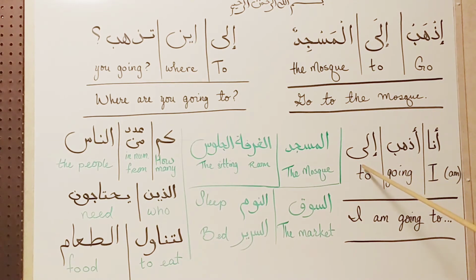أنا أذهب إلى الغرفة. This word right here, غرفة, ألف لام غين راء فا ها تا مربوط, is الغرفة. It means room. أنا أذهب إلى غرفة النوم. أنا أذهب إلى غرفة السرير. I am going to the room of sleep, or I am going to the bedroom.